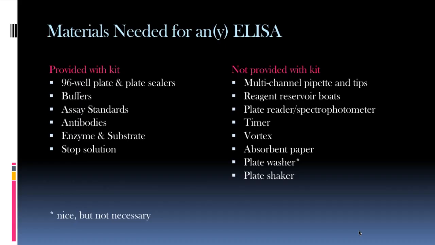You need a plate reader or a spectrophotometer to be able to measure your signal and give you an absorption value or a reading of the fluorescence for you to be able to calculate the concentration of your antigen. You'll also need a timer. You'll need a vortex. You'll need absorbent paper. You'll need a plate shaker.